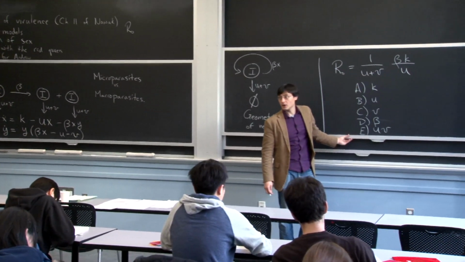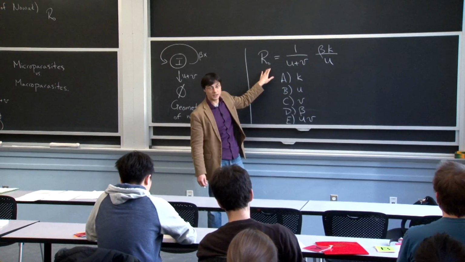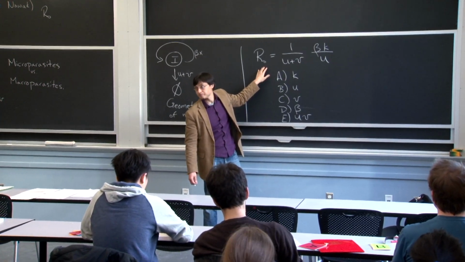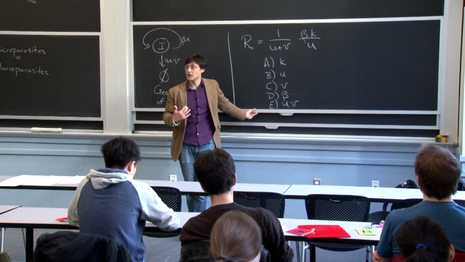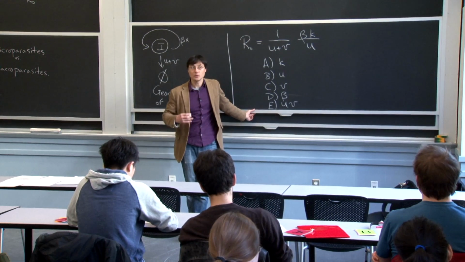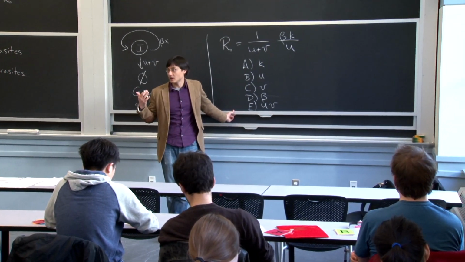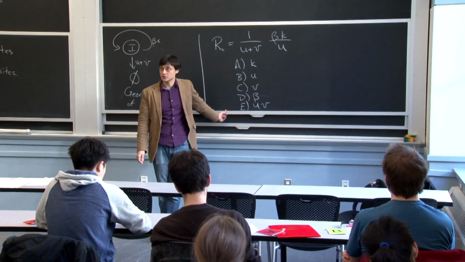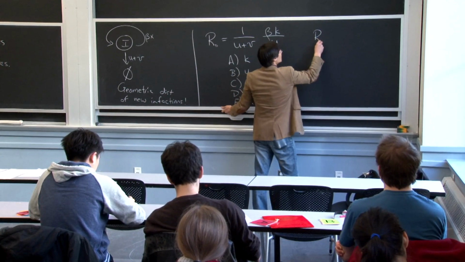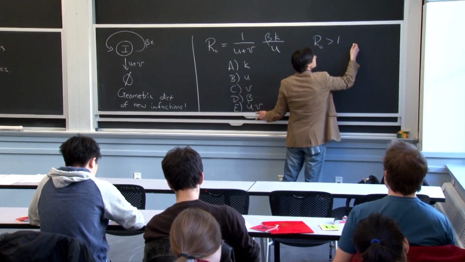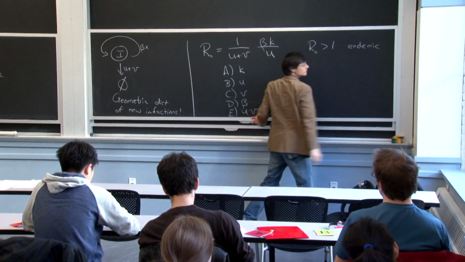Now, the key thing in all of these epidemiological models is whether this R naught is greater or less than 1. That's going to tell us whether the disease becomes endemic or not, whether at steady state we have a population of infected individuals. So R naught greater than 1 means it's an endemic population.